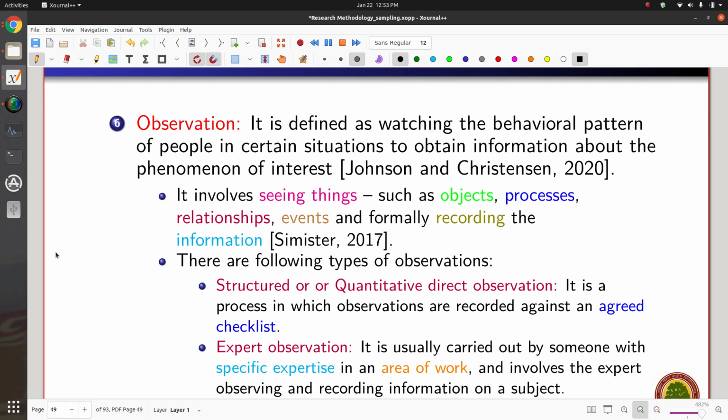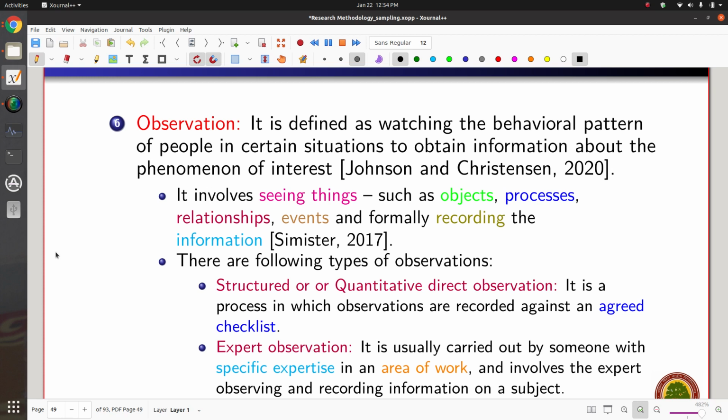So in this kind of process, the observations are recorded against an agreed checklist. So जब आपको if you are going to do certain research, so you have created a checklist कि आपको क्या क्या observe करना है. So for example, suppose you are studying how the teacher teaches in online classes, or let's say online classes की बात कर लेते हैं. How teacher teaches in online classes.